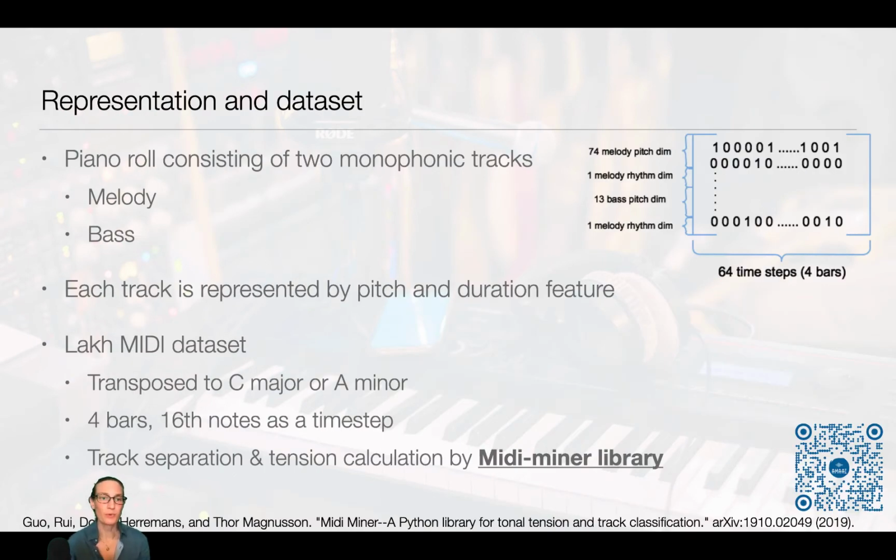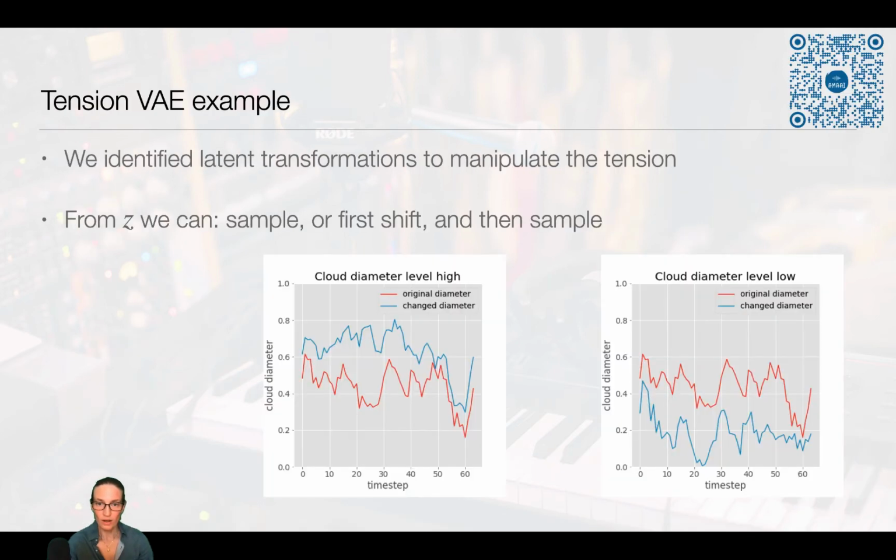Okay. Ray worked with a piano roll that had 2 monophonic tracks, melody and bass, and he used the MIDI minor. He actually developed the MIDI minor library that can do the tension calculation and track separation in Python. Okay. Here's an example of the output. So first of all, we just generate seed from scratch.